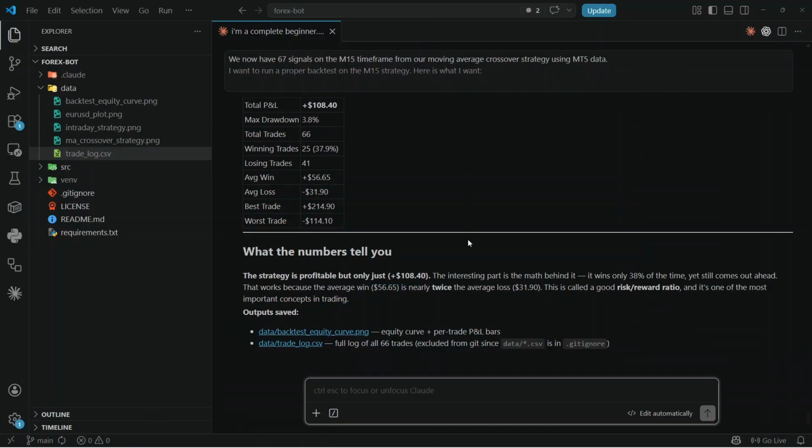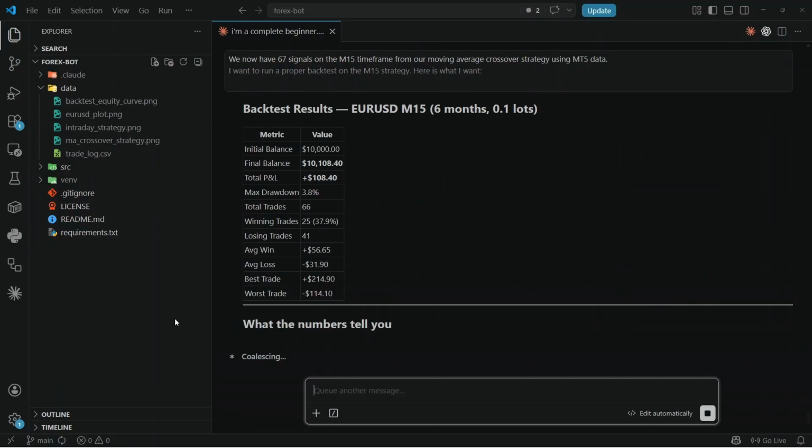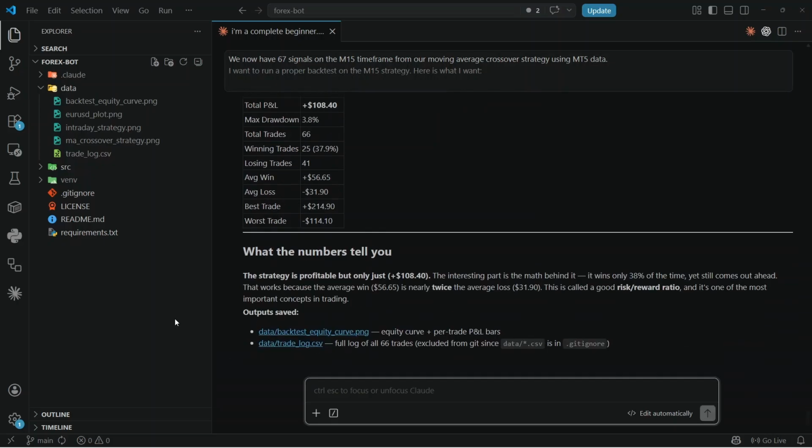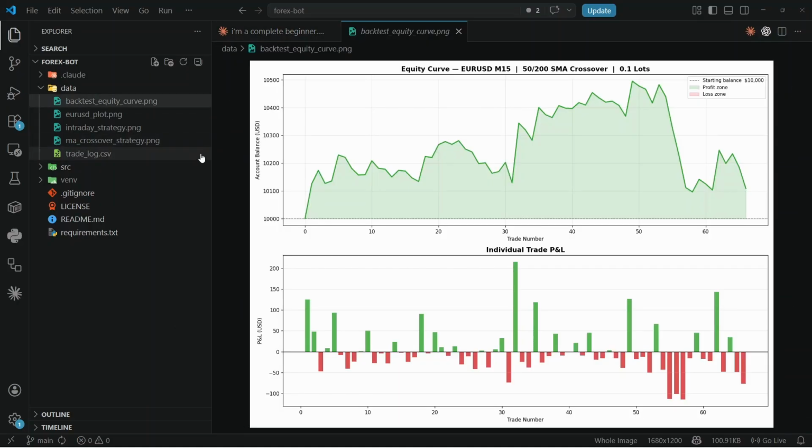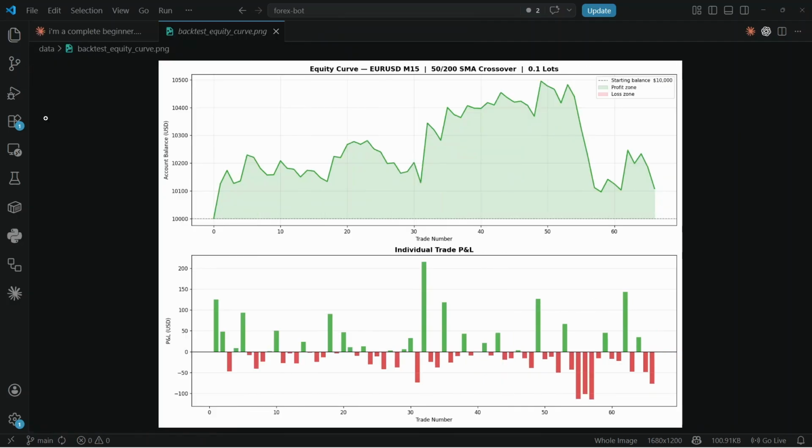That's episode 4. 66 trades, 37% win rate, $108 profit on $10,000 over 6 months. The strategy works. The risk to reward ratio is solid, but it peaked at $500 and gave most of it back because it kept trading when it shouldn't have.